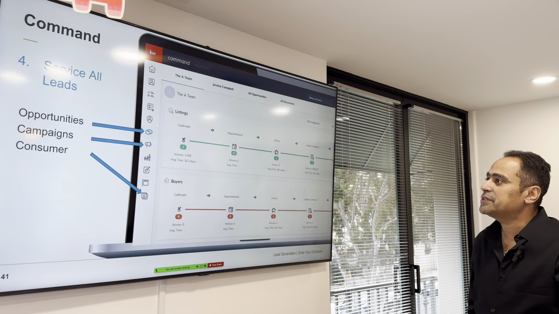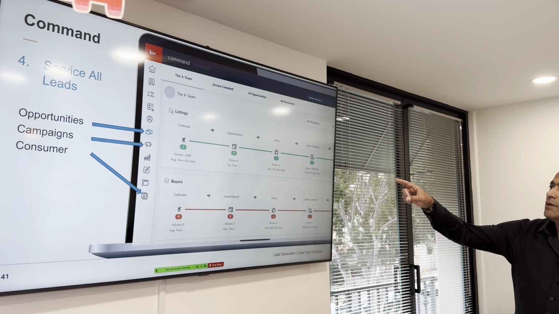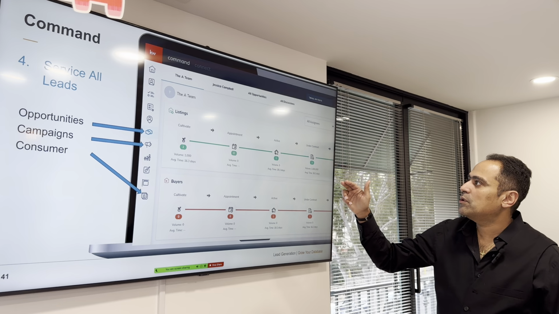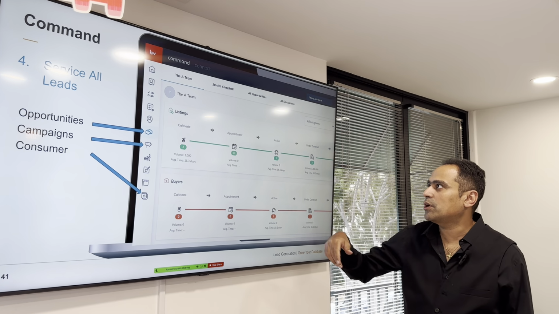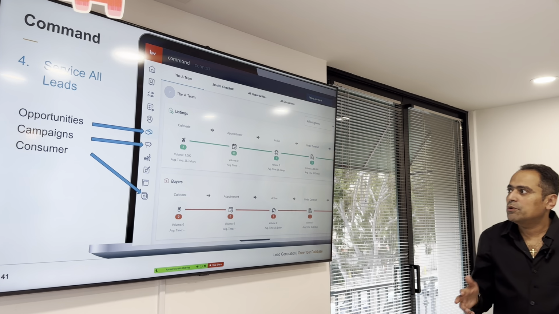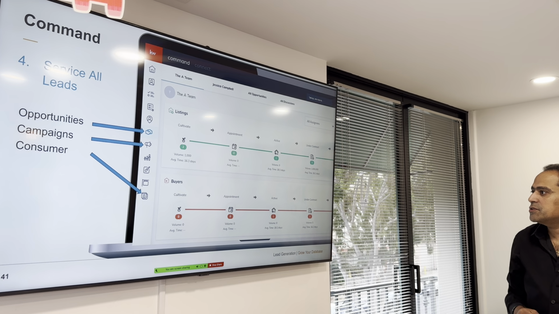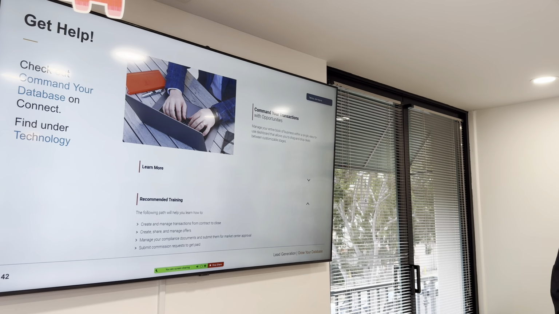Service all your lead opportunities, campaigns, and consumer. That shows you where the opportunities are. By the way, you'll be able to pull opportunities by always feeding from your contacts that you put on top, which is the second one under the homepage. And then the campaigns. When you go to campaigns, you can select the smart campaign, for example. And then the consumer. Next. I have a question on the slide.